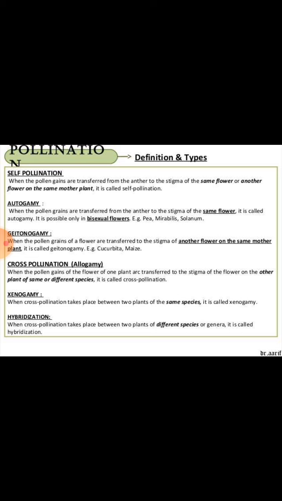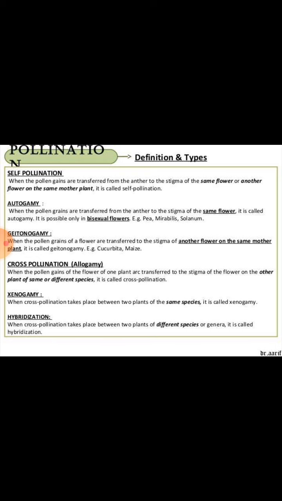And another, what is incomplete dichogamy? In most flowers, the stamen and stigma of a flower mature at different times, but sometimes the maturation of these essential organs overlaps, so they become favorable to self-pollination.